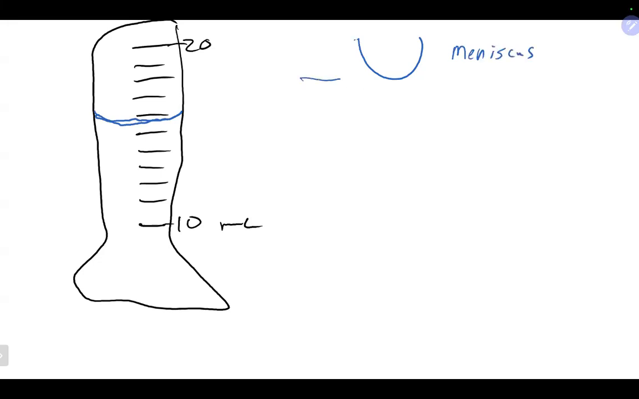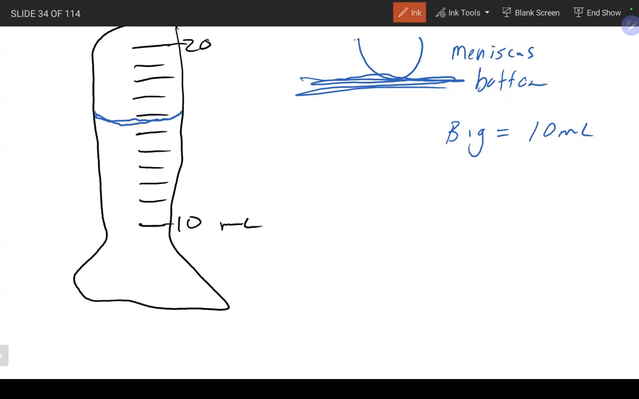And you should always read at the bottom of the meniscus. You should always take the reading at the bottom of the meniscus because that's really where the liquid is. The outside is just kind of faked out for it crawling up the walls. So if we looked at this, our big markings would represent 10 milliliters, right? So we have a 10 marking and a 20 marking.